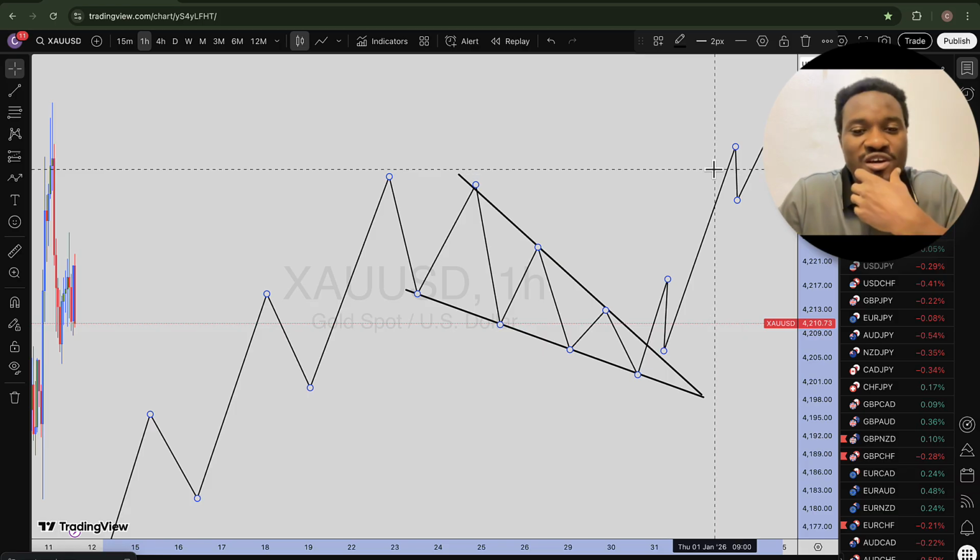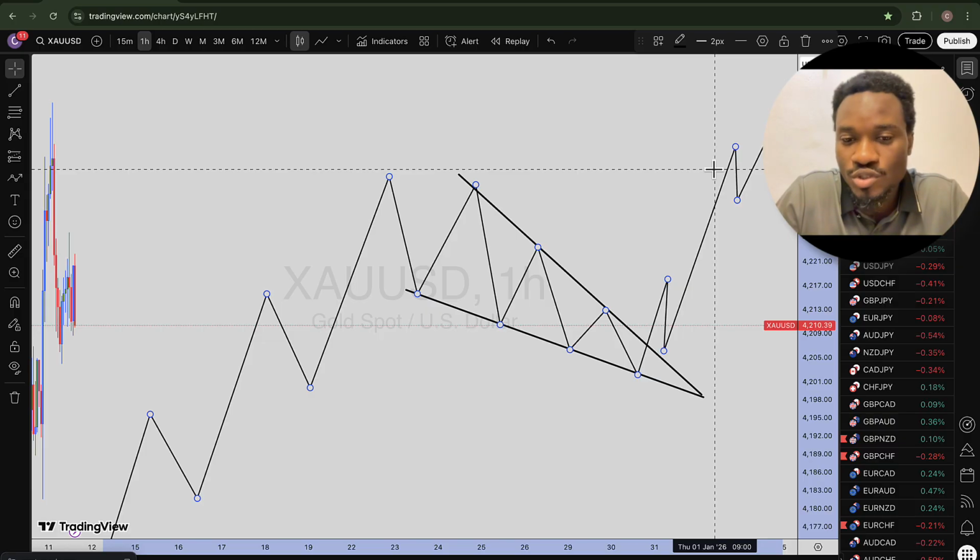Now the question you might want to ask is, can this pattern also be used for continuation of the market? Yes, it can be used for the continuation of the market. But in general, this pattern is so good for reversal of a downtrend to an uptrend, but it can also be used for the continuation of an uptrend. Now, let me show you how we can use this pattern for the reversal of a downtrend into an uptrend.